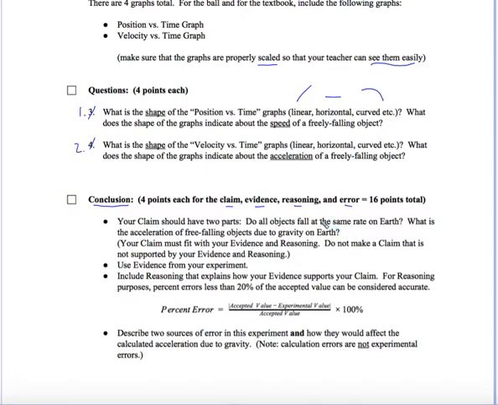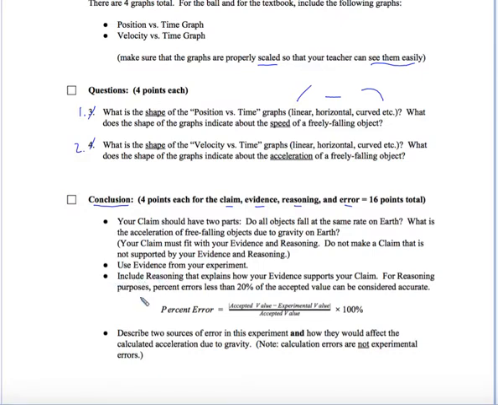Okay, so your answer should be something like, all objects fall at the same rate on Earth, and that acceleration of free-falling objects due to gravity on Earth is, and then your average acceleration that you got. Okay. Your claim must fit with your evidence and reasoning. So let's talk about that. Your evidence are your two accelerations and the average value of them.